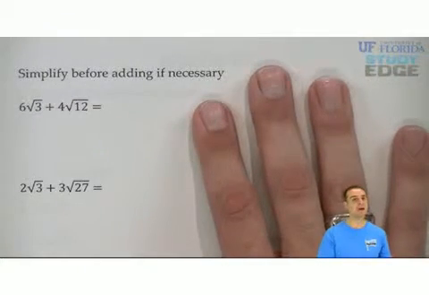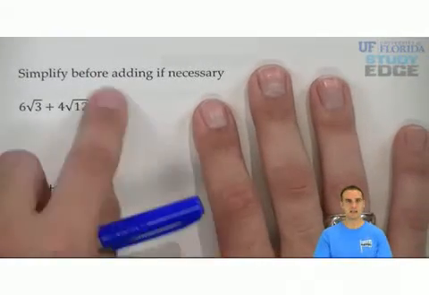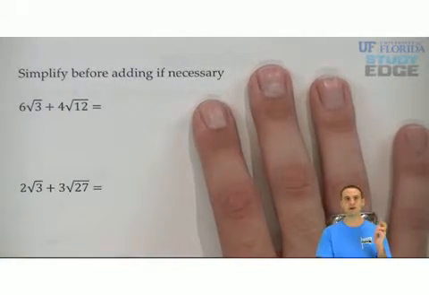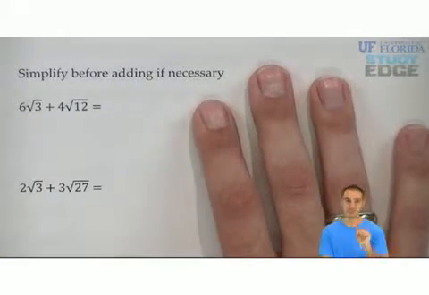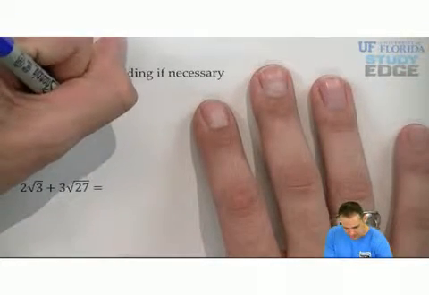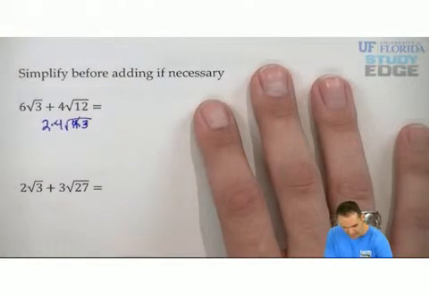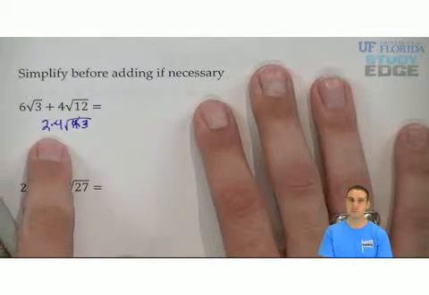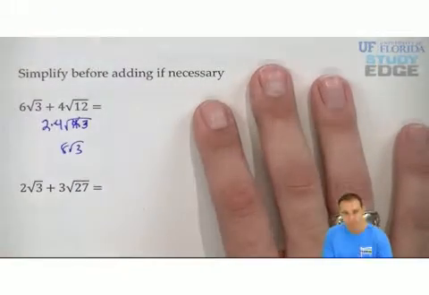However, you might have to simplify before adding if necessary. Right now, you cannot combine these. Square root of 3 and square root of 12 are not like terms. But the square root of 12, you can simplify. The square root of 12 will be 4 times 3. And the square root of 4 is equal to 2 on the outside. You can multiply those together because everything here is being multiplied. That'll give you 8 square roots of 3.